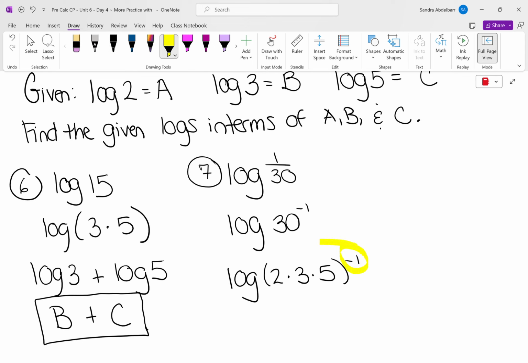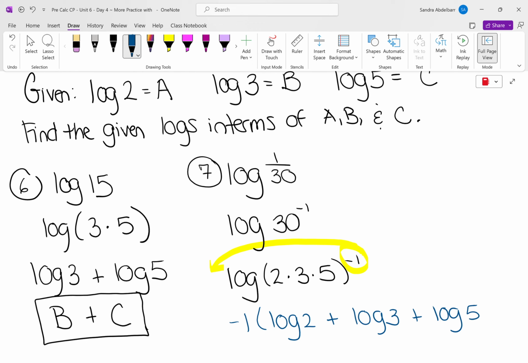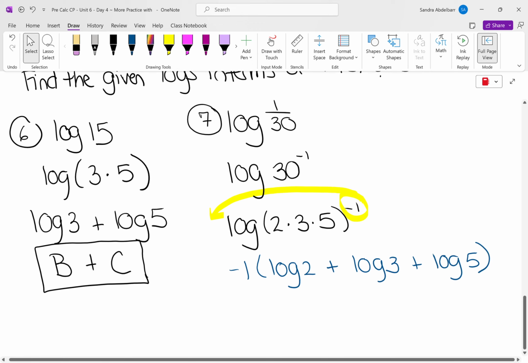Now, when you have a log and an exponent, can I pull that to the front? Yeah. So this is going to be -1. And now I'm going to expand this times log of 2 plus log of 3 plus log of 5.